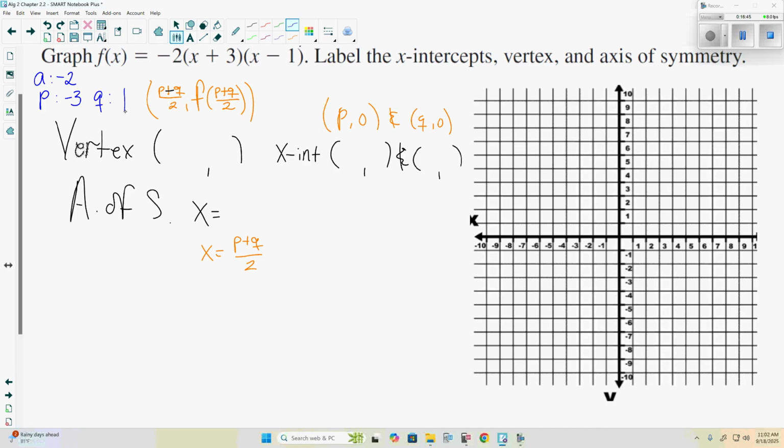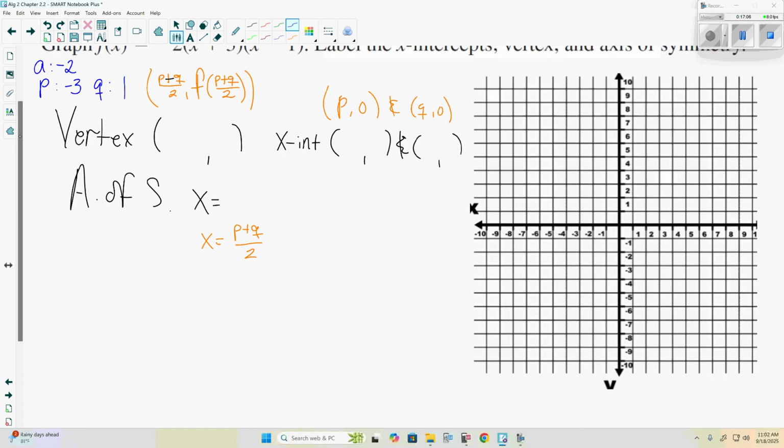Questions on how we found A, P, Q? I will tell you this here, whichever one we determine as P and Q really doesn't make a difference, because we could have set Q as -3 and P as 1. As long as we have one as one of them and the other as the other, we're good.